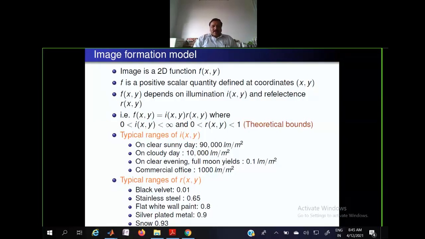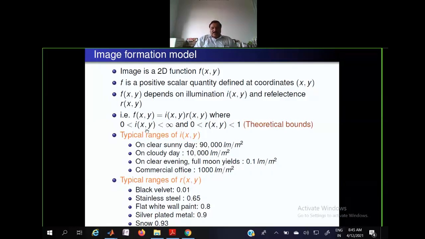So I can say that the gray level that I capture is a function of two things. One is the illumination, other is the reflectance. That means what is the amount of light that falls on the scene and what is the amount of light that is reflected by the scene. So actually the product of these two, illumination at any coordinate xy multiplied by the reflectance from that particular point, actually gives me the gray level, or sorry, the pixel value. So your f is a function of illumination and reflectance.